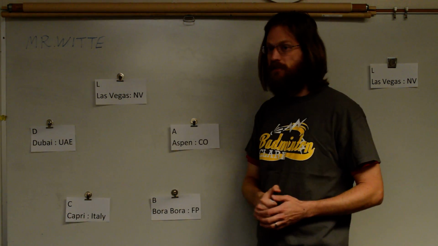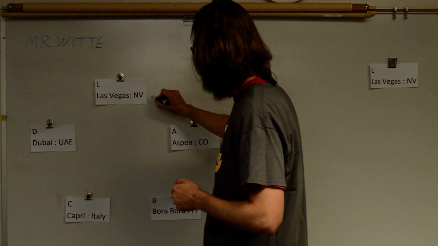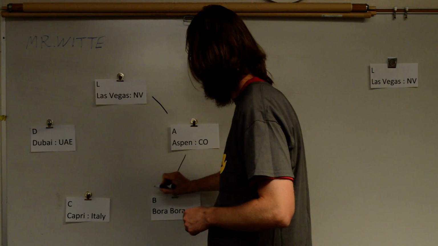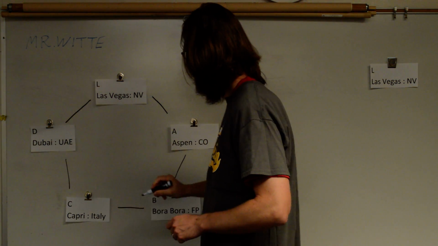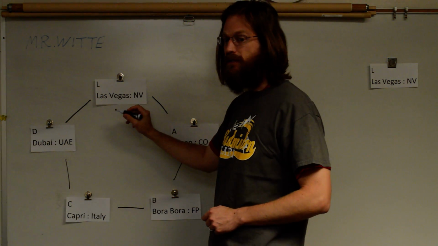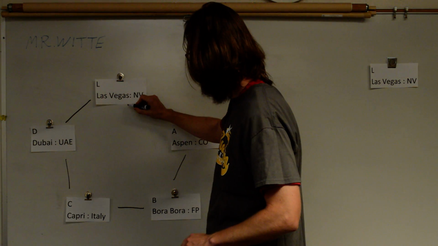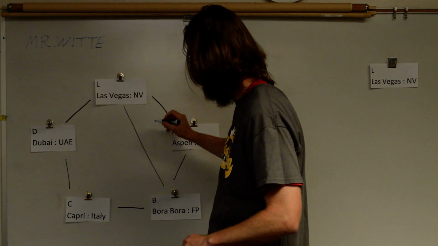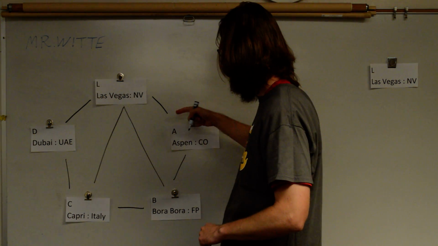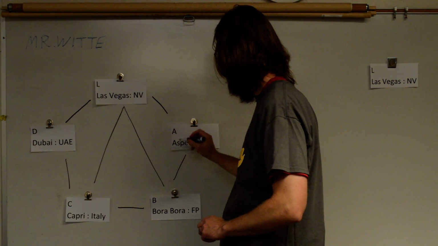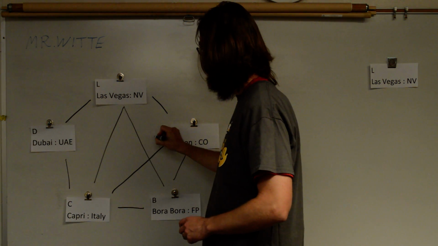The first thing you want to do is do a complete graph. So each of these is going to be connected. But in addition, each of these is also going to be connected to each other. So for example, Las Vegas is also connected to Bora Bora and Capri. Aspen is already connected to Las Vegas and Bora Bora, but it's also going to be connected to Capri and Dubai.